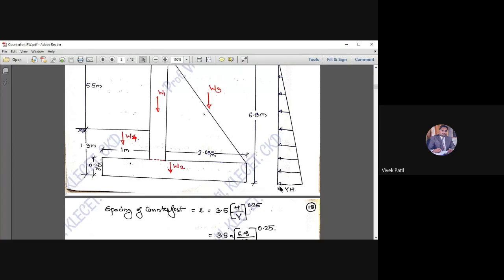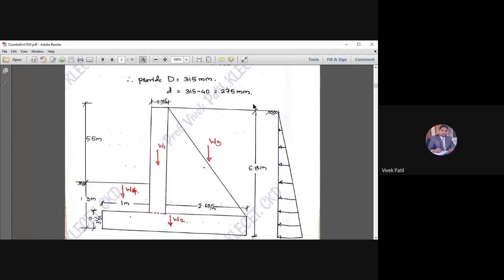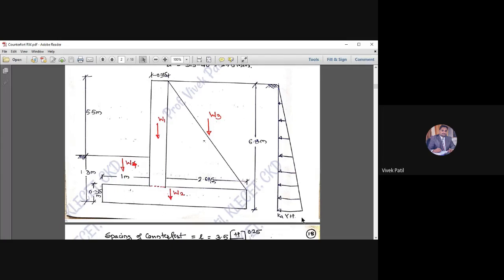Okay, so from this base it will be acting at 1/3 of this height. Not the base, 1/3 of height. The base will be this base, K into gamma is the base. So from here it will be acting at 1/3 of this height, that is H. 1/3 of H, that is 6.8.